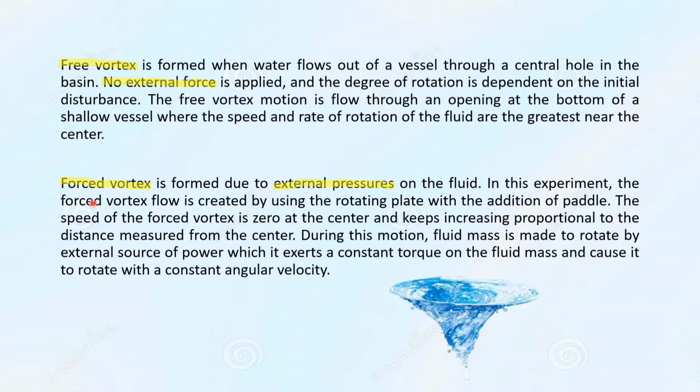Second is forced vortex, which is formed due to external pressure, created by using a rotating plate with the addition of a paddle, which in our experiment is a chopstick. The speed of the forced vortex is zero at the center and keeps increasing proportionally to the distance measured from the center. Fluid mass is made to rotate by an external source of power, which exerts a constant torque on the fluid mass and causes it to rotate with a constant angular velocity.